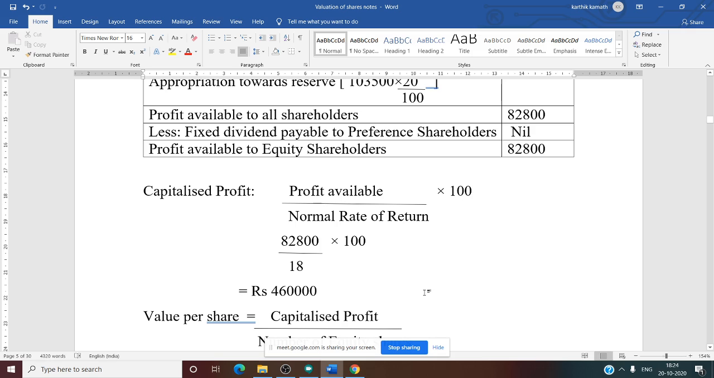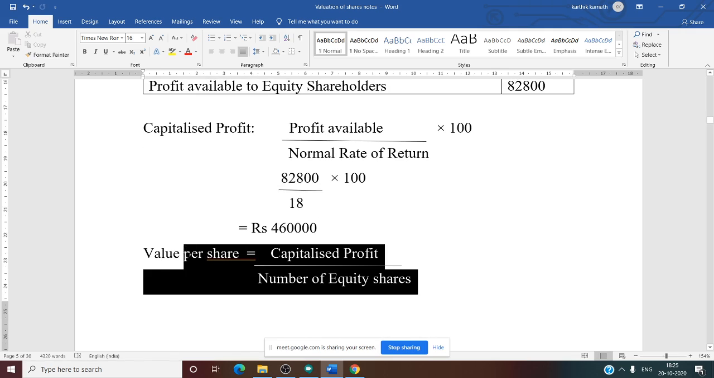How to find value per share? Same thing, same procedure. How did we get value per share under net asset method? That is net asset available divided by number of equity shares. Now under yield method also, value per share is equal to capitalized profit divided by number of equity shares.